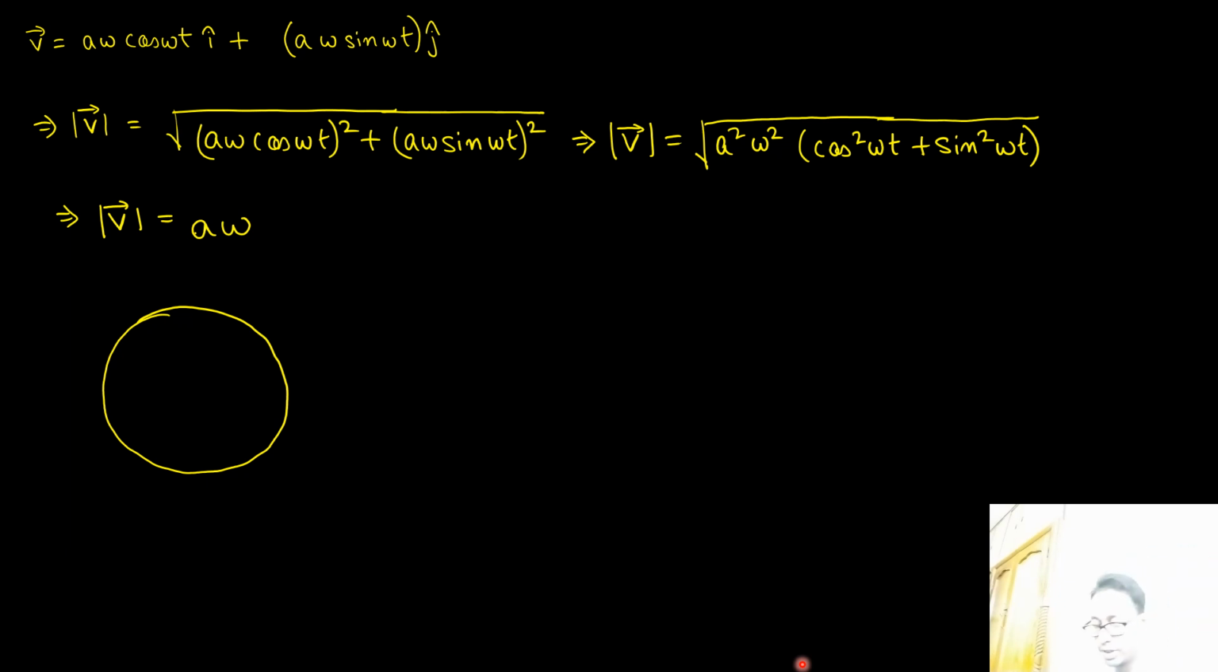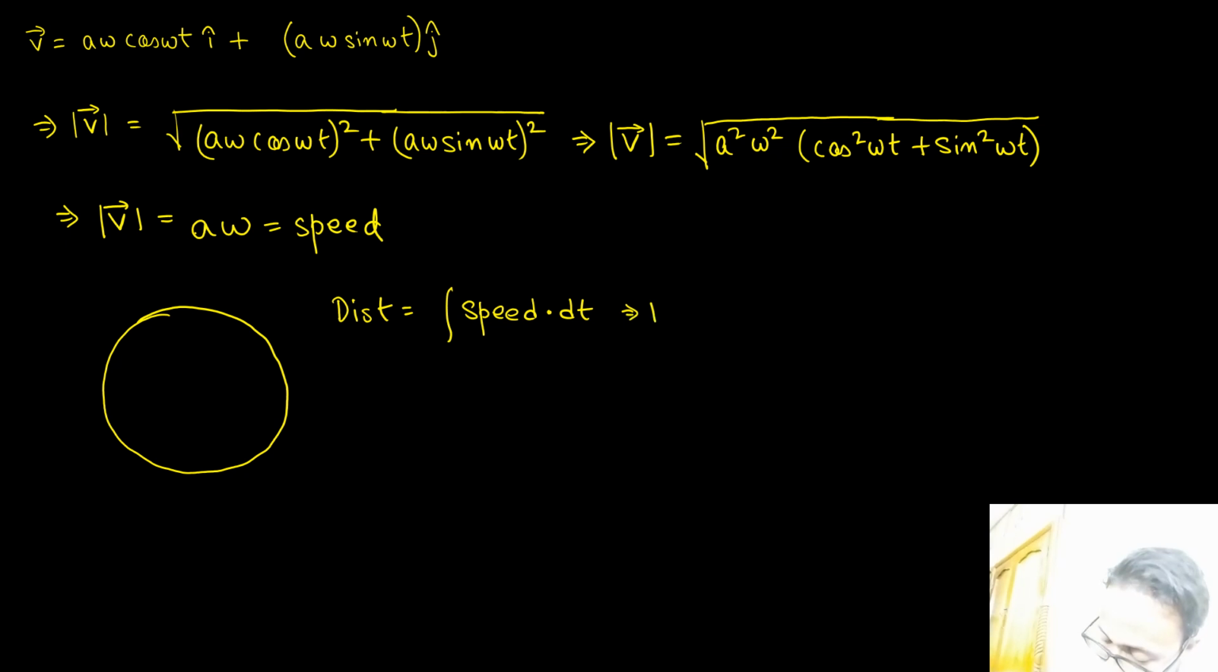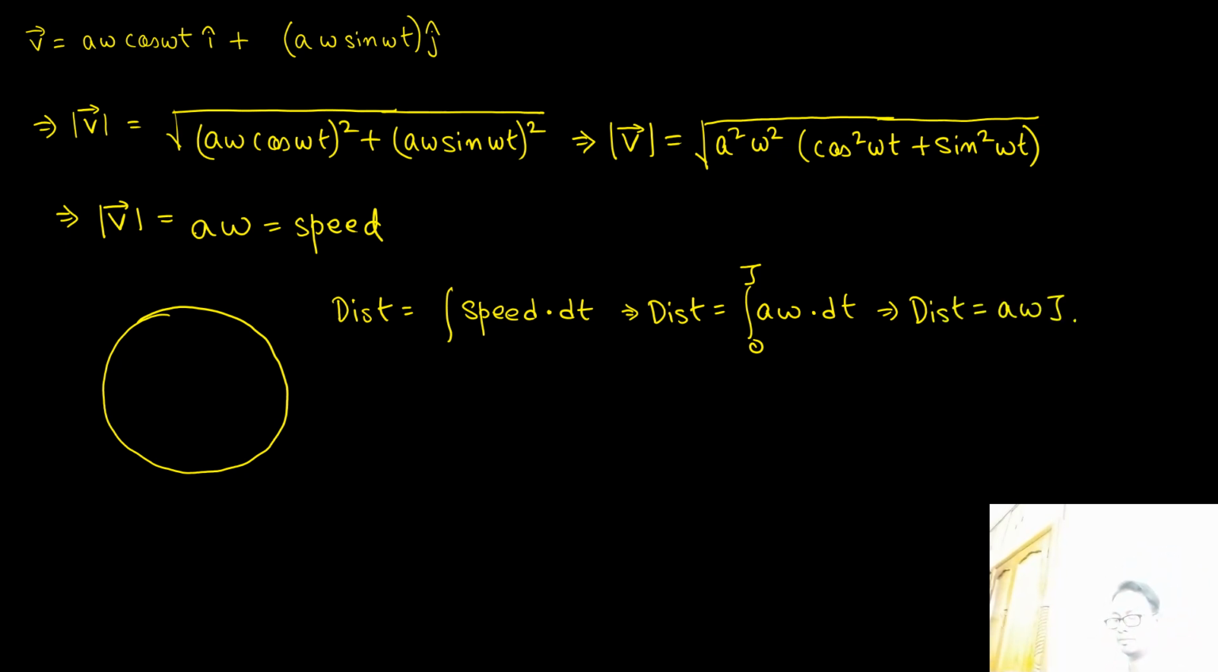Now the question is asking what is the distance it traveled in time period t. Distance is nothing but speed into dt, and this is nothing but the speed out here. Understood my approach or what I'm trying to do out here? So distance is equal to the integral of a omega dt from 0 to t, or distance is equal to a omega t.